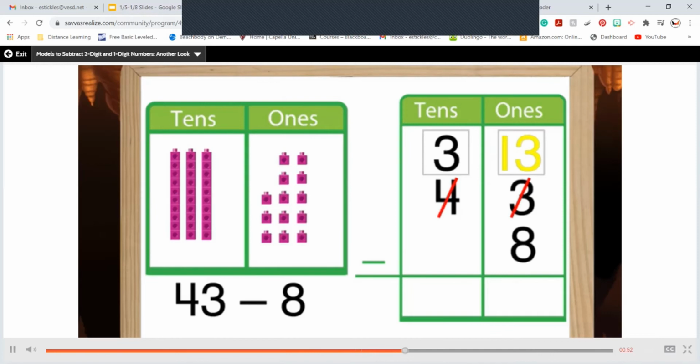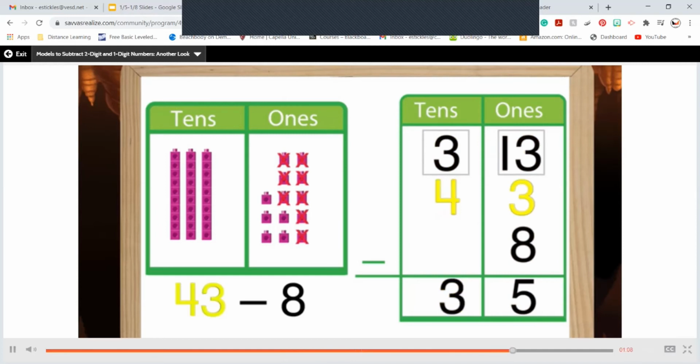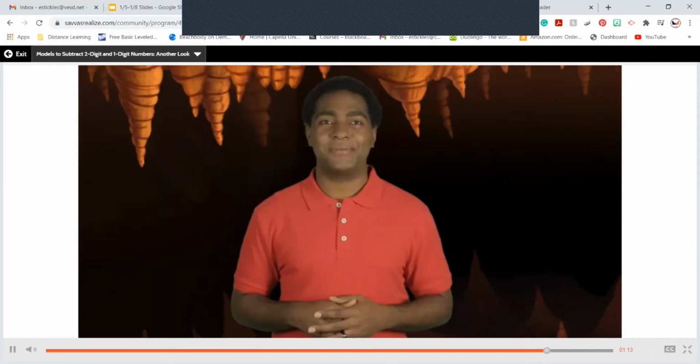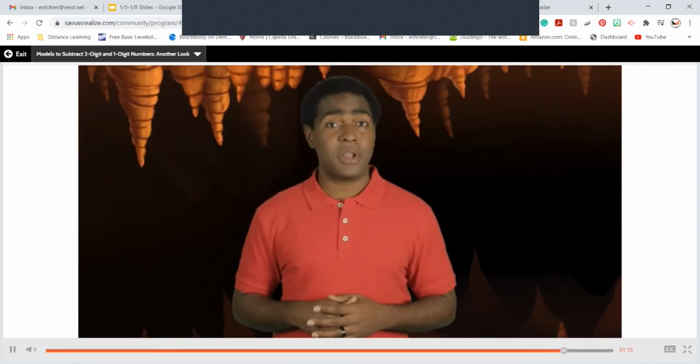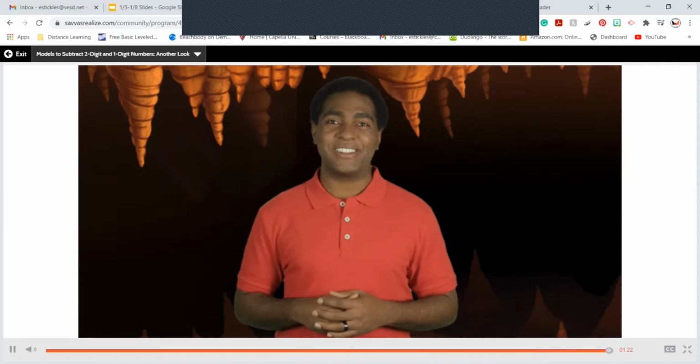13 1s minus 8 1s equals 5 1s. Since you regrouped one of the 10s, you now have 3 10s. 3 10s minus 0 10s equals 3 10s. 43 minus 8 equals 35. So, if you're subtracting 2 numbers and you don't have enough 1s to subtract, you can get creative. Regroup the 10s and then go from there.